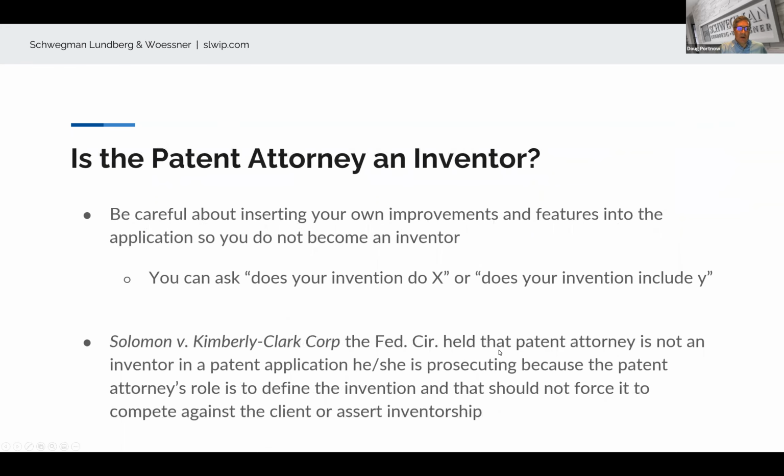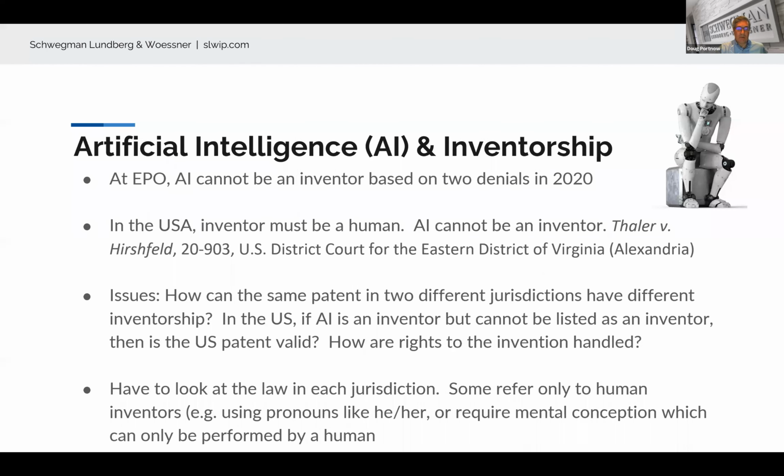So you've got to look at the law in each jurisdiction. Some laws specifically refer to human inventors, or typically use pronouns like he or she for the inventor. So presumably that means that the inventor is a human and not an AI entity. Some laws require mental conception, such as, again, the US. So that would seem to imply that inventorship is based on a human. Okay. Next slide, Ryan, please.